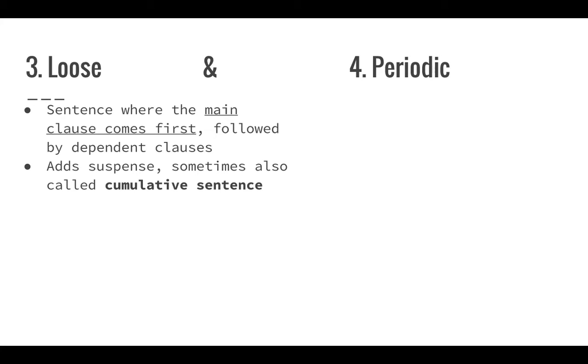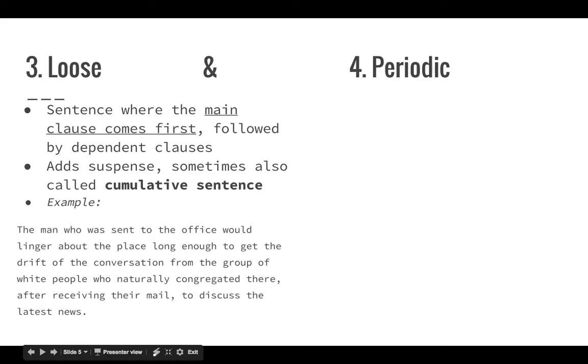This typically adds suspense, where we kind of know what's happening in the beginning, but we continue to get more detail as we read. And a loose sentence is sometimes also called a cumulative sentence. So if you see either loose or cumulative on the AP exam, it'll come back to the same definition.